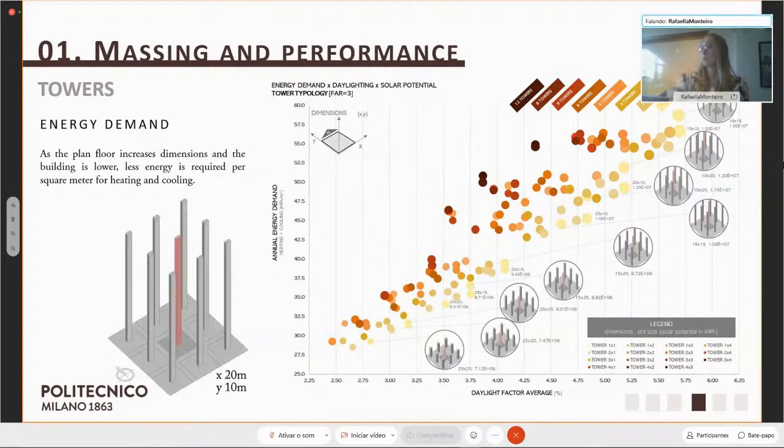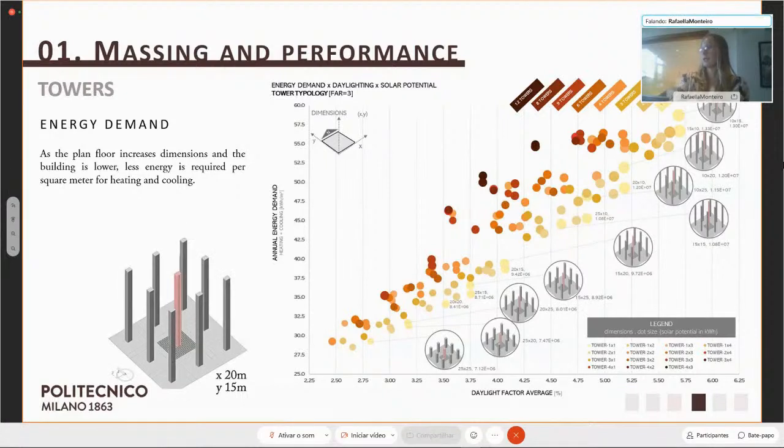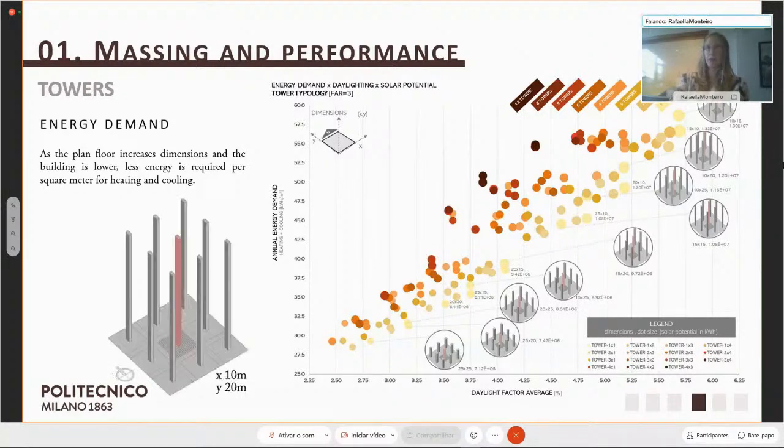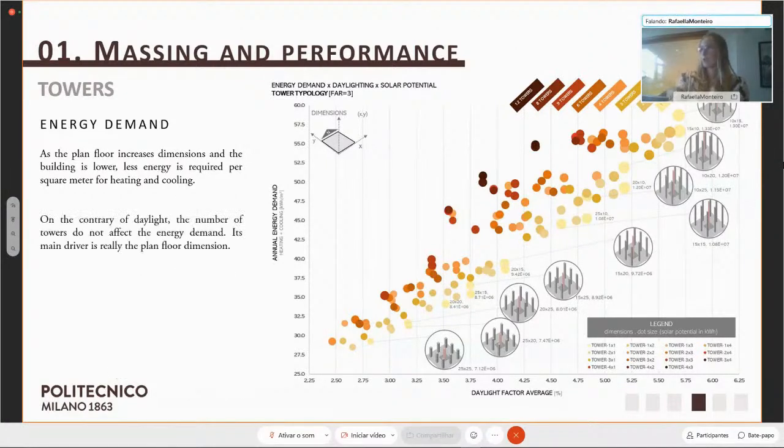In terms of energy demand, we can see that as the plant floor increases dimension and the building is lower, less energy is required per square meter for heating and cooling. And on the contrary of daylight, the number of towers doesn't seem to affect the energy demand, which means that for that, the main driver is really the plant floor dimension.